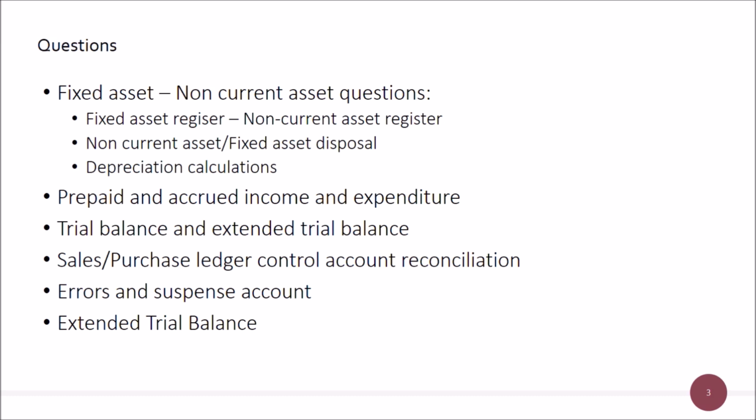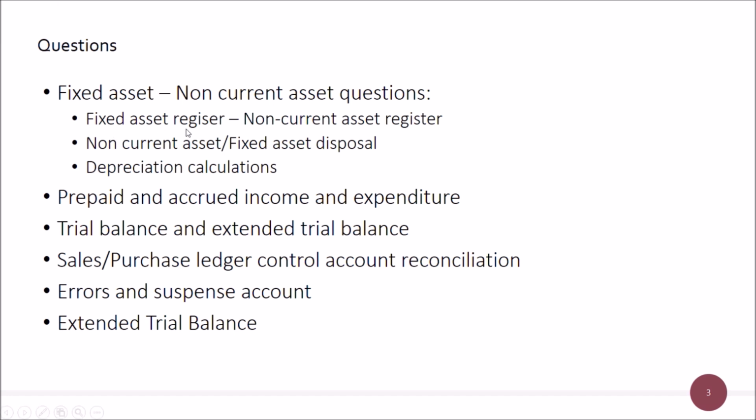So what are you going to see in terms of the questions? Well, we've got a fixed asset one in here, termed non-current assets by the AAT, but within the industry called fixed assets. The reason I use the term fixed assets, as everybody else does, is that they're tangible assets, something that you can touch. So you've got office equipment, cars, computers, land and buildings, that kind of thing.